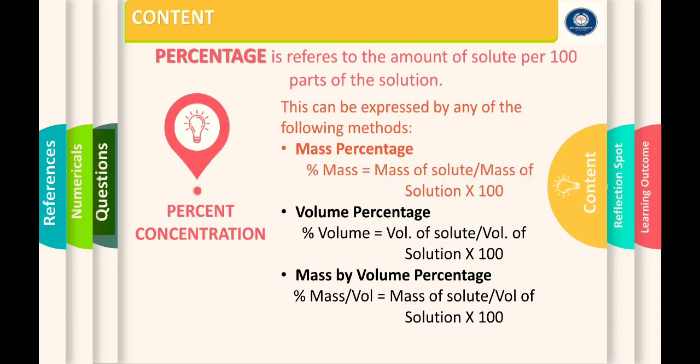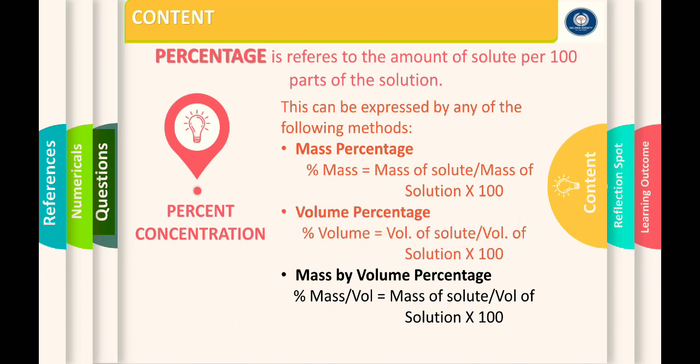Here is mass percentage. Mass percentage is defined as the amount of solute in grams present in 100 grams of solution. So the formula for mass percentage is: percent mass is equal to mass of solute over mass of solution, into 100.